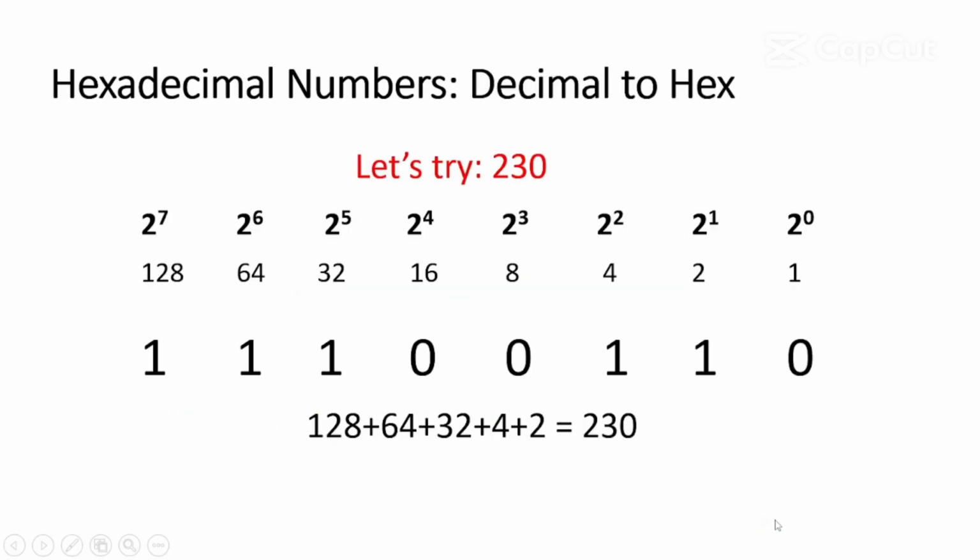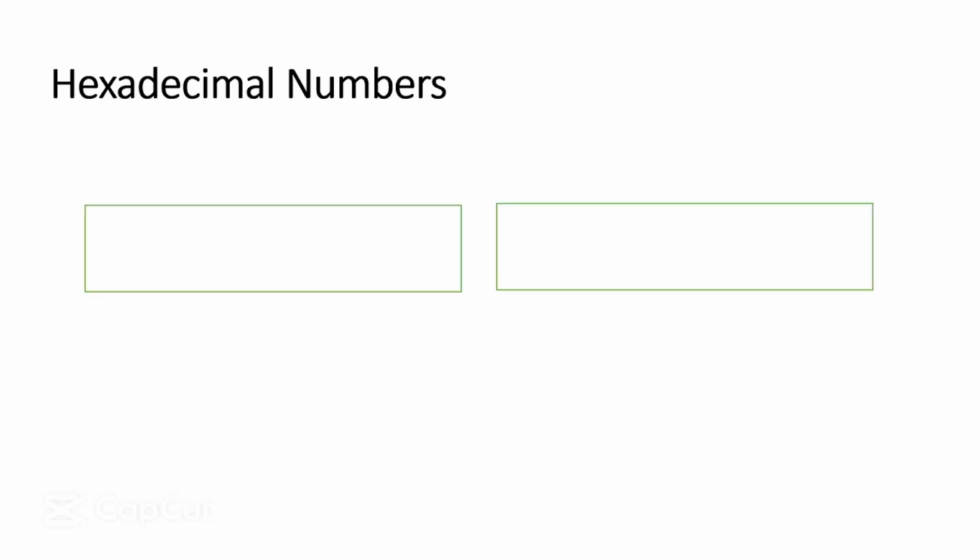Now how do we convert decimal to hex? Let's try the decimal number 230. First, we represent this number as its binary equivalent. We have 11100110. Let's check. 128 plus 64 plus 32 plus 4 plus 2. It's 230.